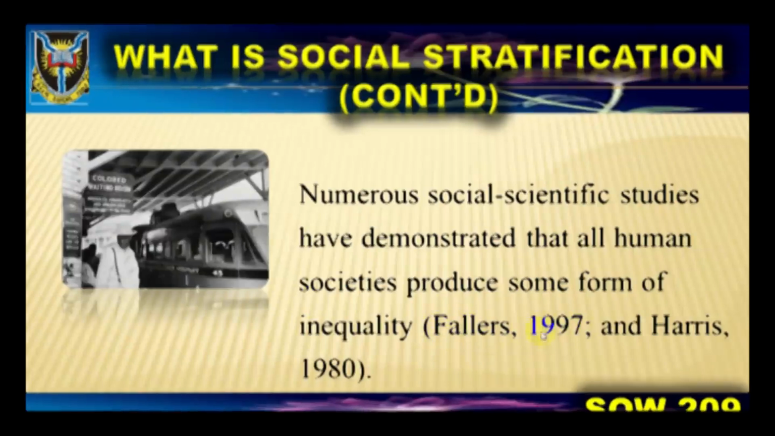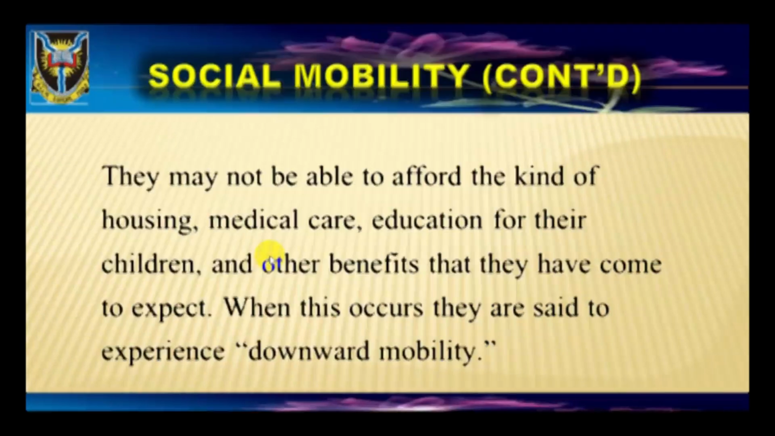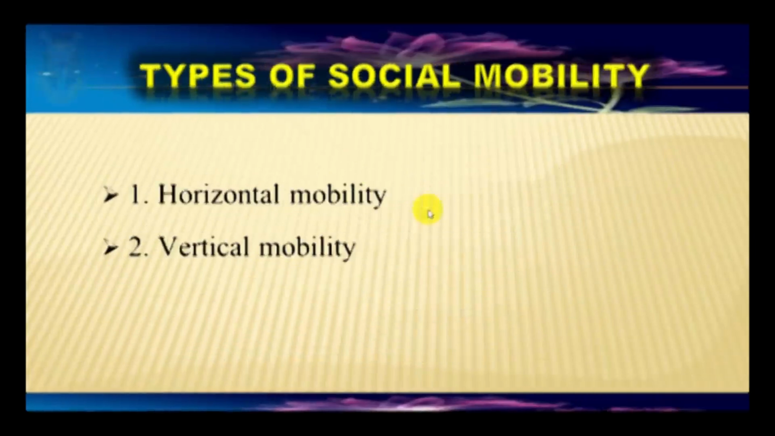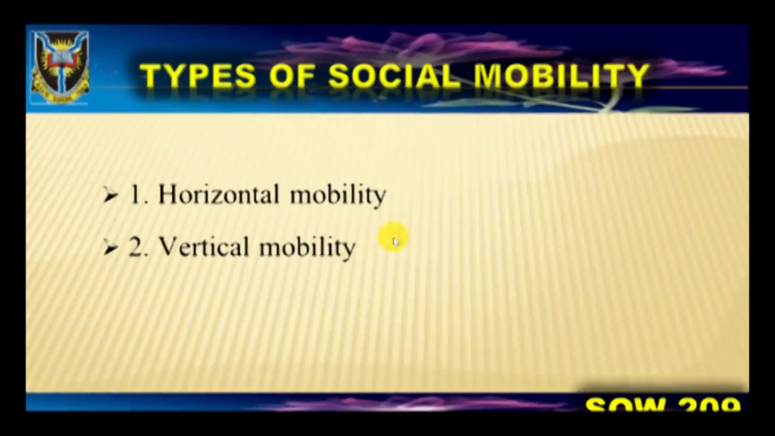Types of social mobility. There are 2 types of social mobility identified by Sorokin 1959 and contemporary sociologists. They are 1. Horizontal mobility. 2. Vertical mobility.